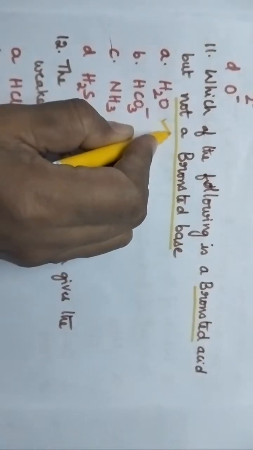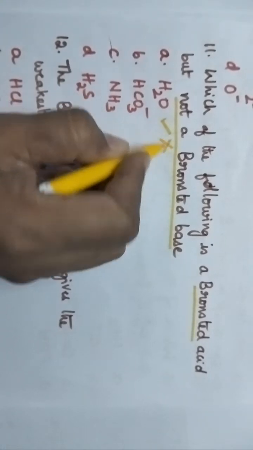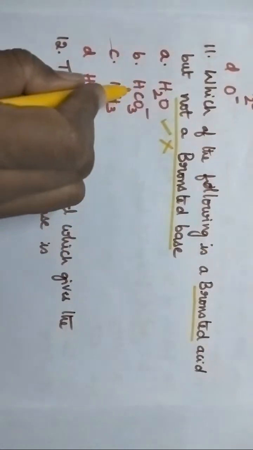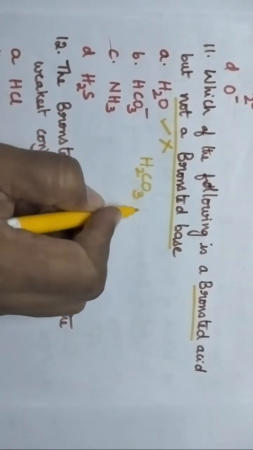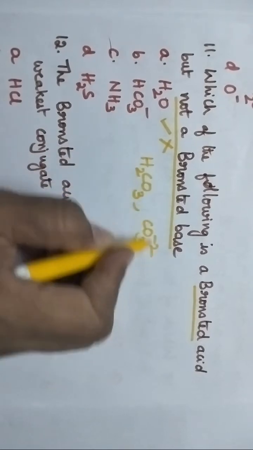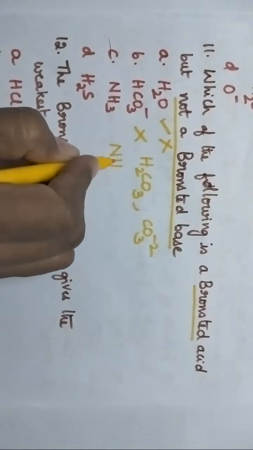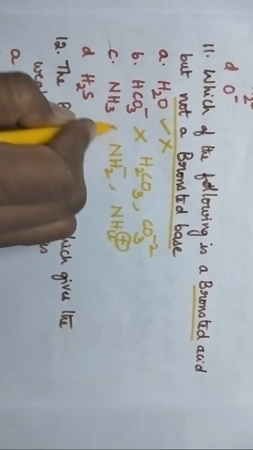Now listen to me carefully. Coming to the water, it can donate or accept a proton. So this must be excluded. Coming to HCO3 minus, same thing happens. It can accept a proton, then becomes H2CO3, or it can donate a proton, then it becomes CO3 minus 2. So it is also having dual nature. Coming to the ammonia, it can donate a proton or it can accept a proton. So it is also having dual nature.